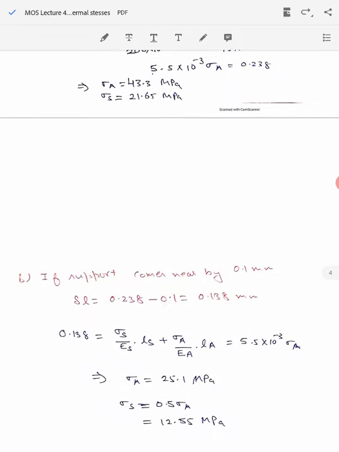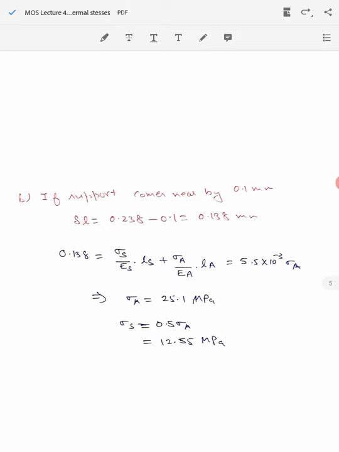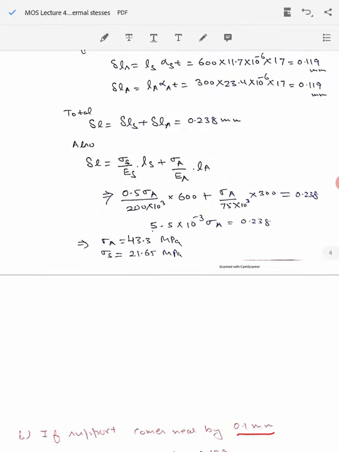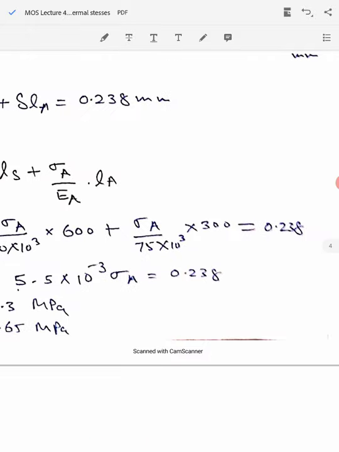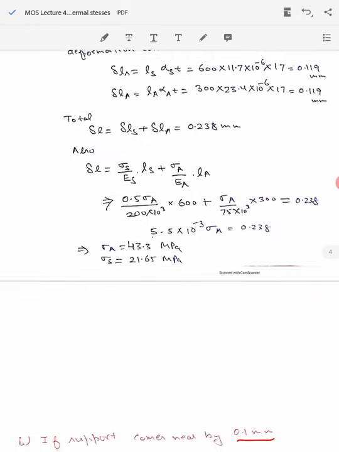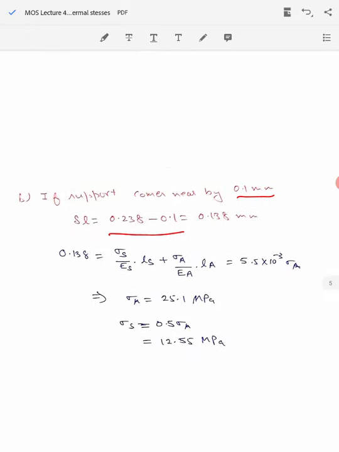In case the supports are yielding, suppose in the question you are given that the supports come near to each other by a magnitude of 0.1 millimeter. So the total net deformation which was supposed to happen has got reduced by the same amount. So we subtract this from 0.238 millimeter, which we have calculated over here, and it will come out to be 0.138 millimeter.